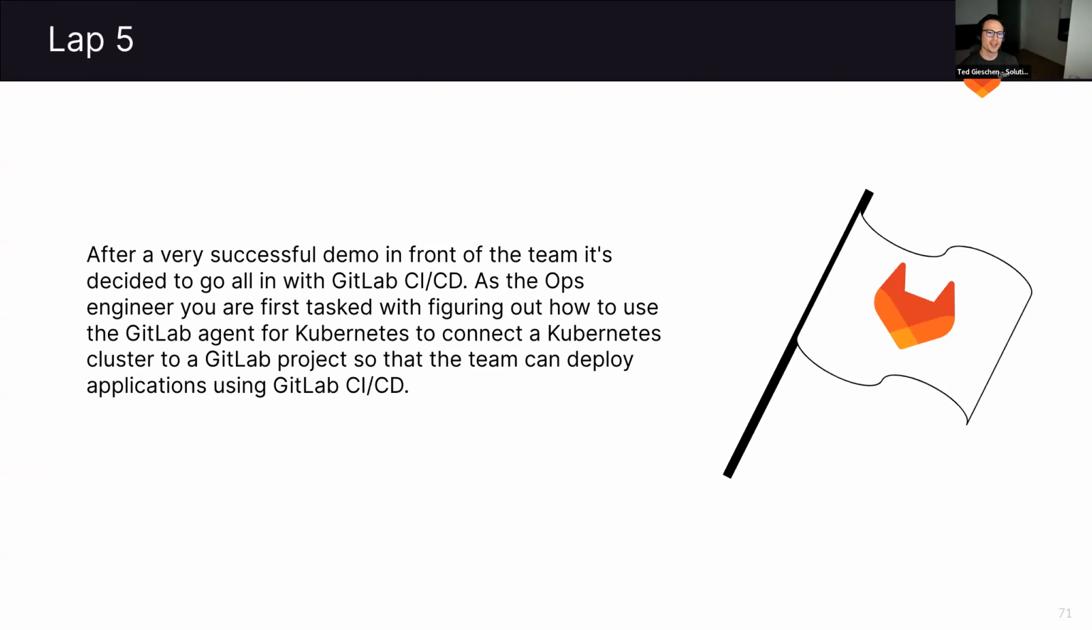Great. So we've now managed to showcase CI, and we're all in to move forward with GitLab CI/CD. Now, as the ops engineer, we have to figure out how to connect our Kubernetes cluster to a GitLab project to actually deploy our applications. And so to do that, we've been tasked to get the GitLab agent for Kubernetes up and running.